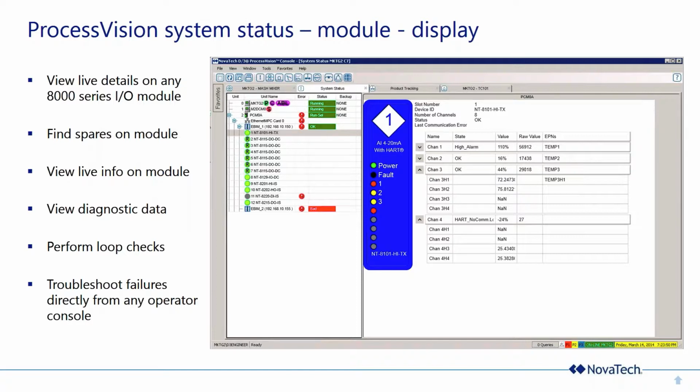This is a heart module. So not only are we showing the I/O channel, the wiring, we're showing the 4 heart points defined for this module, and we're showing them with their values. We're showing if there are EPNs associated with them. All automatically done.